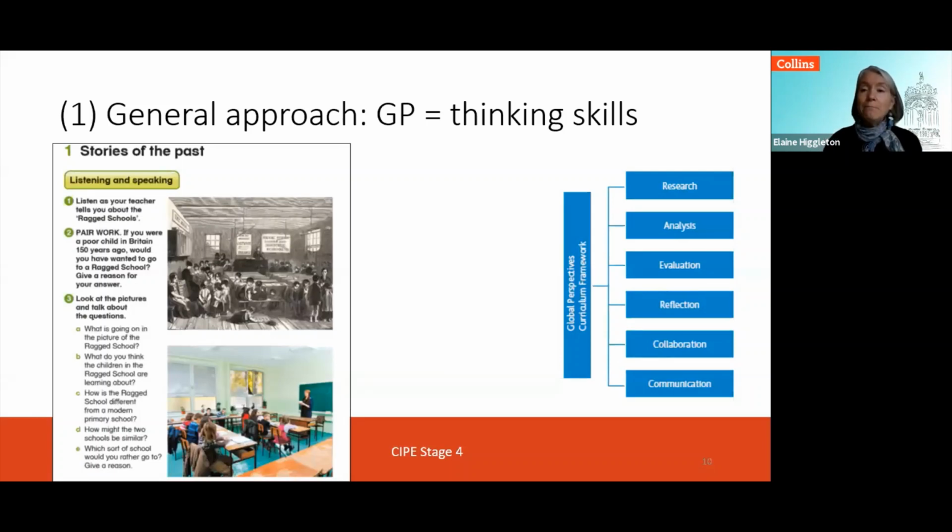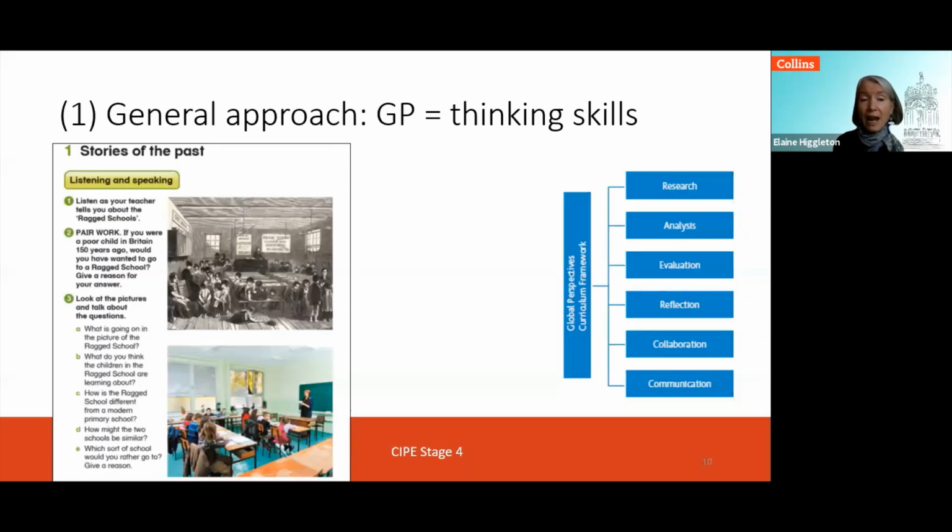And this warm-up immediately links to global perspectives skills. You can see that we are asking students to work in pairs. That's collaboration. Pair work inevitably involves communication, because we are talking to our partner about what they think and what we think. We're sharing ideas. We're asking students to look at the pictures. They have to analyse what's going on in the pictures and evaluate what is going on in the pictures. They have to try and reflect on what is going on in the pictures. What do they think the children in the picture at the top are learning about? They have to reflect on what they see and analyse it.